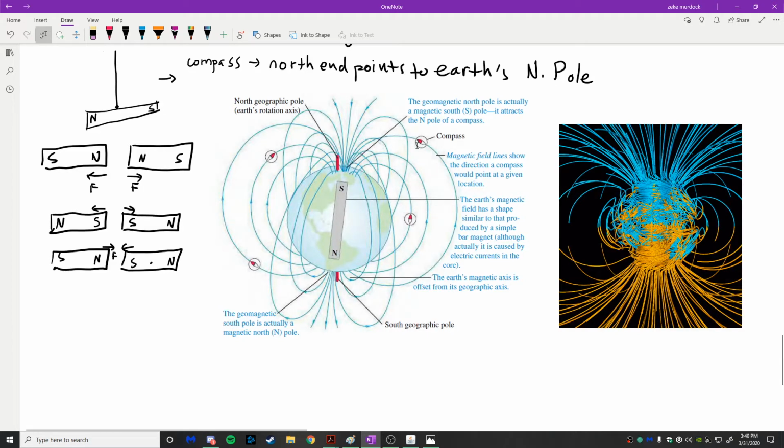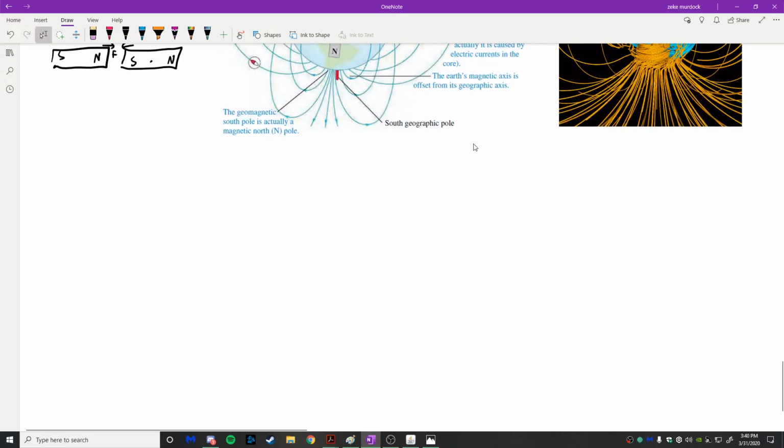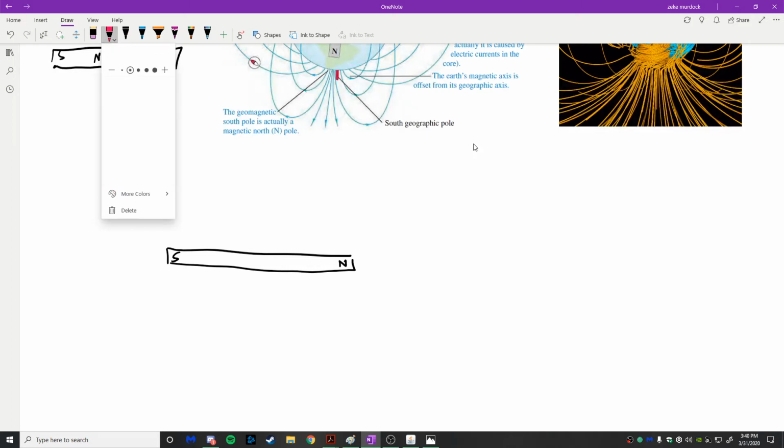And in general, just to say a little bit more about this, if I take a magnet, like a bar magnet, so this is the north end and this is the south end, then I can draw magnetic field lines, and they look something like this. They always go away from north and towards south. So the magnetic field lines end up looking something like this.